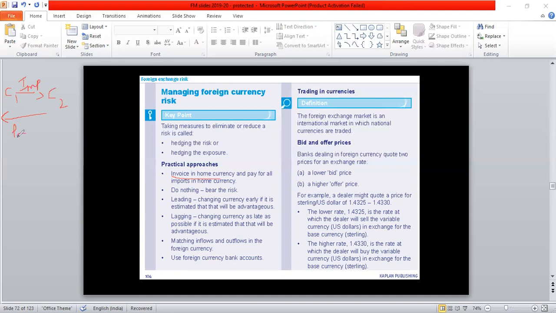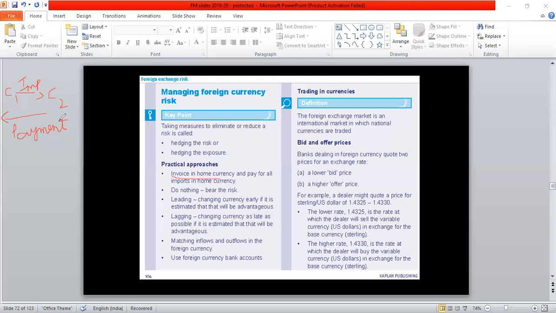So instead of agreeing to make the payment in the foreign currency, whenever the foreign currency fluctuates, the payment value also fluctuates accordingly. So the first approach is, for whatever goods are received, the payment is agreed to be made in the domestic currency. When they agree to make the payment in the domestic currency, the payment is not subject to the fluctuations of foreign currency. So that is invoice in home currency.